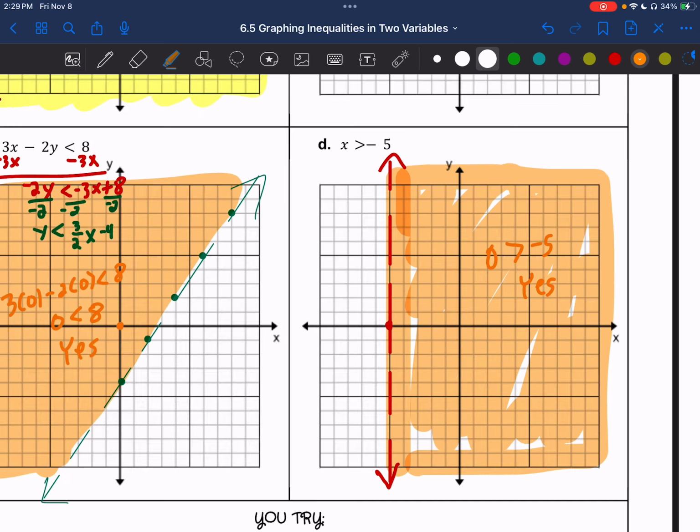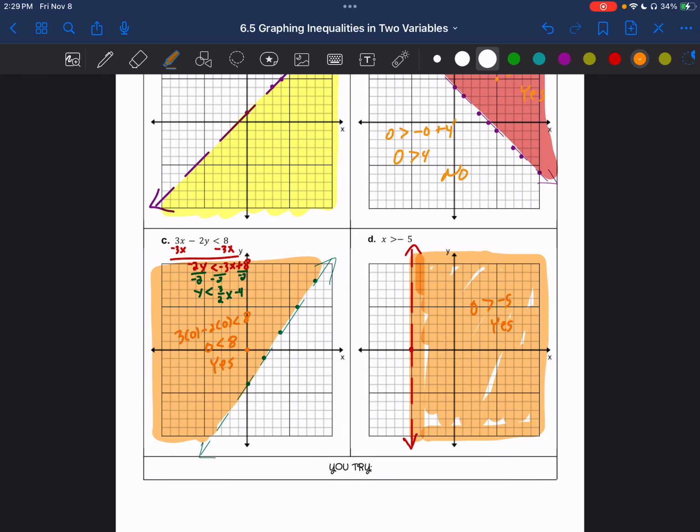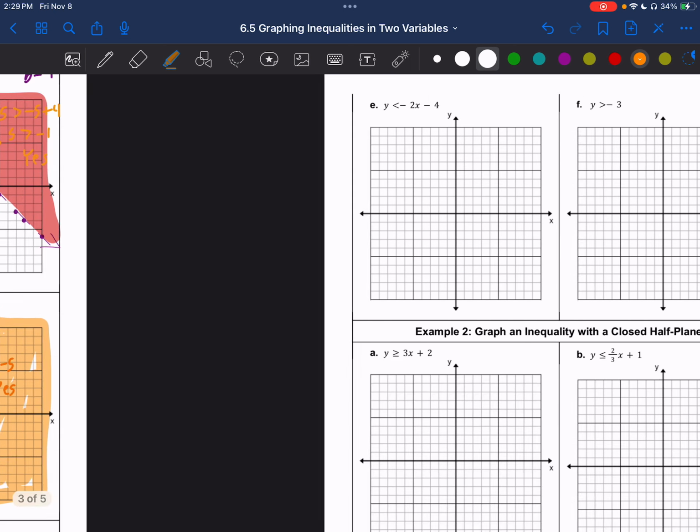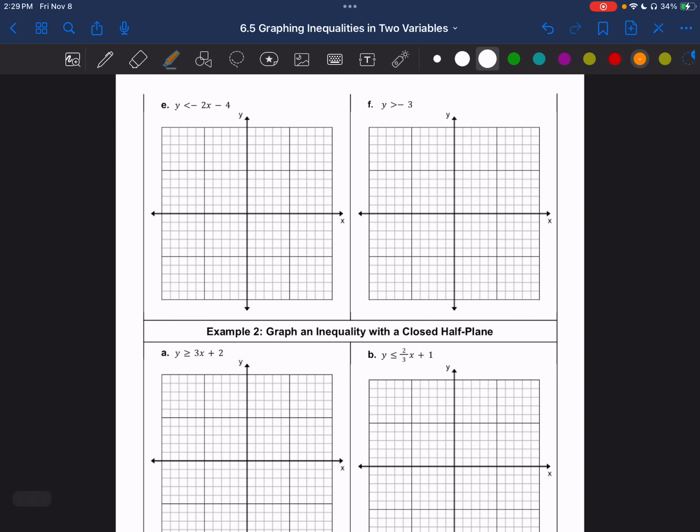All right. There are now some Try problems that I'd like you to do on your own. So go ahead and solve them and graph them, and we'll go over the answers.